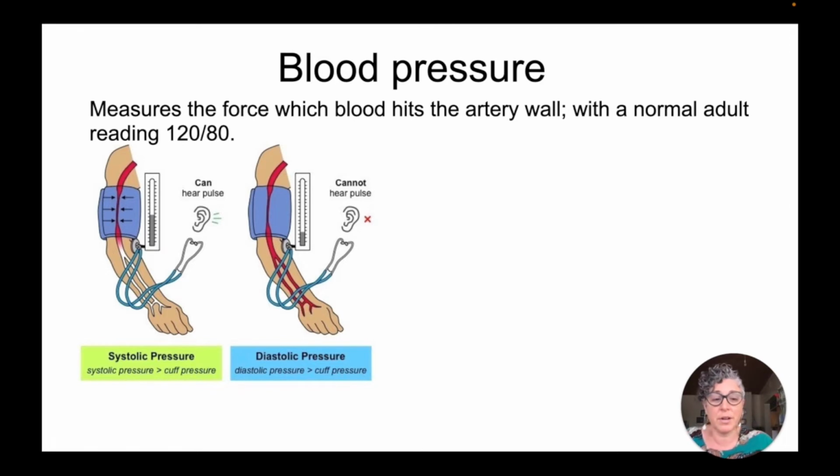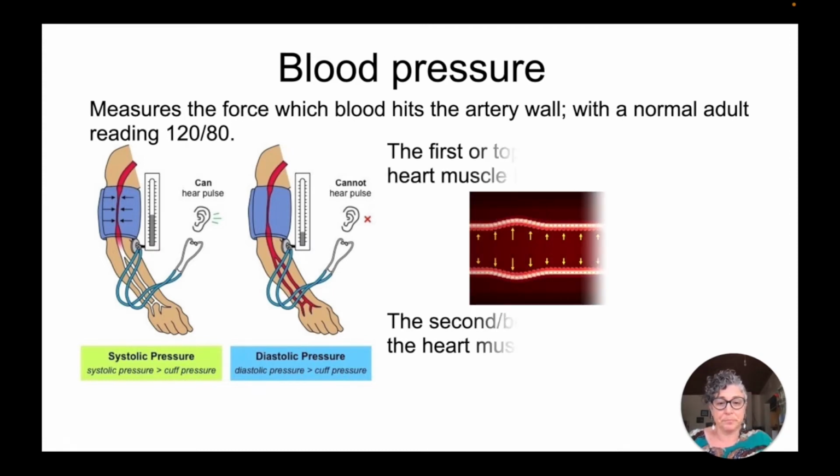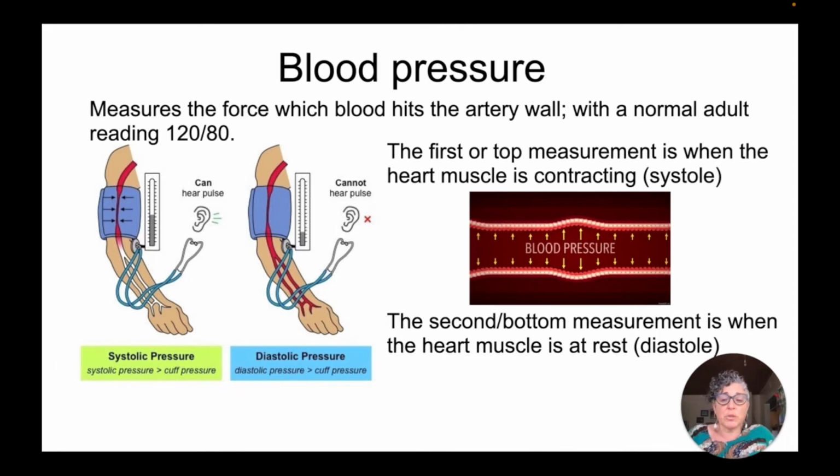If you have the cuff on, you can probably feel it as well because it's pretty tight. And then the second reading is when the pulse rate stops. And so that typically is how the reading is done if it's being done manually. So the first, or the top measurement, the 120, is when the heart muscle is contracting. So the force with which blood hits the artery wall when the heart is contracting during systole.